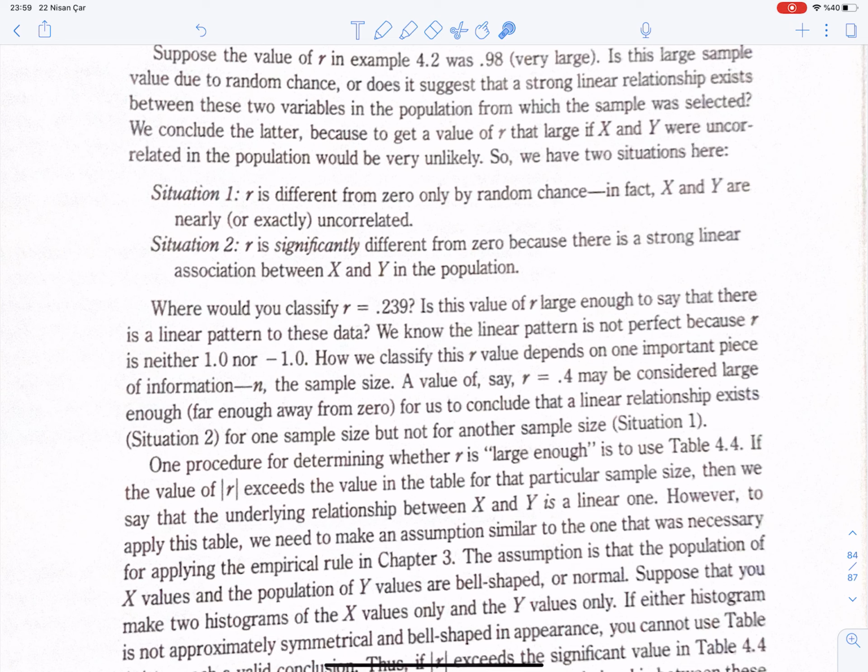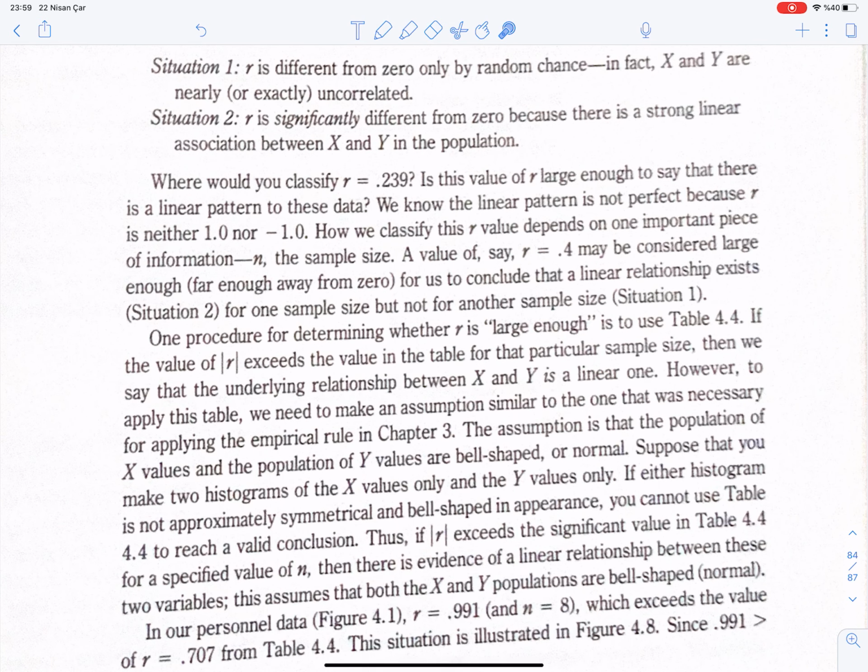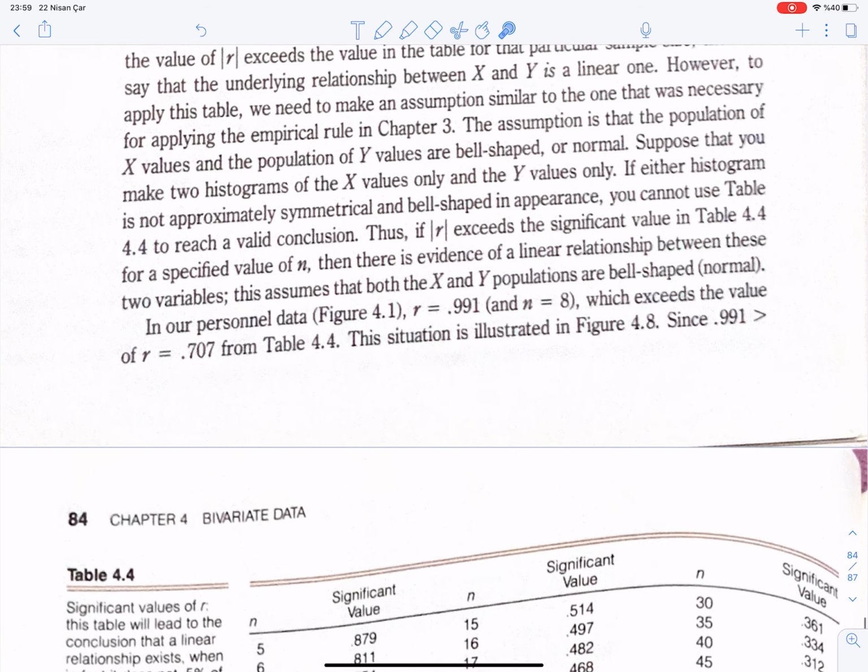The question, according to the book, is where would you classify R? Is this value of R large enough to say that there is a linear pattern to this data? In my case, no, I can't. I definitely need to test these statistics, and if I find it significant, I will conclude that there is a positive, strong relationship at least.